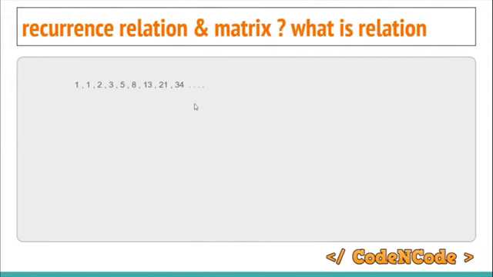While we were studying matrix exponentiation, in that lecture I explained that using matrix exponentiation we can calculate the nth element of a recurrence relation in logN time. So what is the relation between matrix exponentiation and recurrence relation? For that we have to analyze this equation.